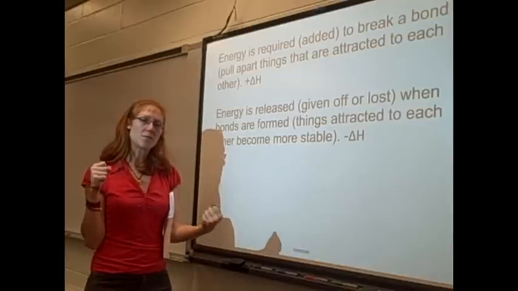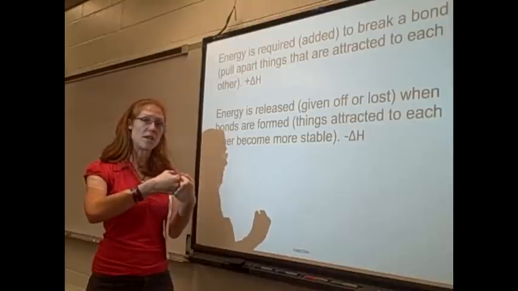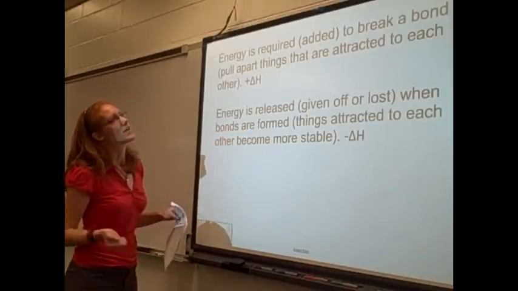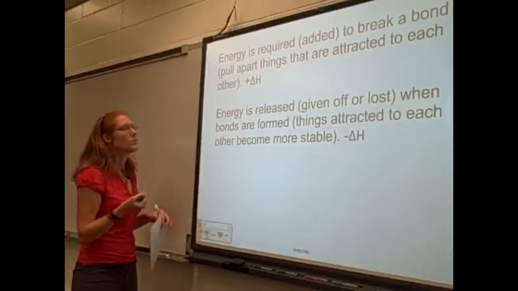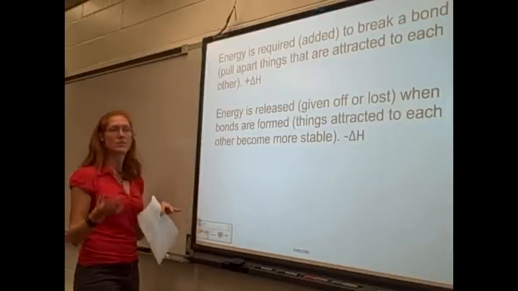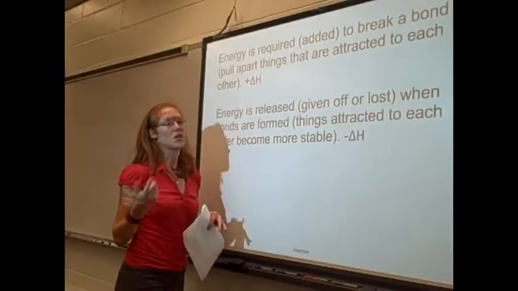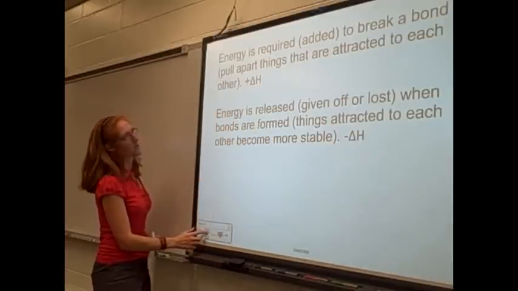The opposite happens when two things that are attracted to each other come together. They become more stable when they come together, so they give off heat to come together. So energy is required to break the bond and pull things apart, but energy is released when bonds are formed, when two things come together and are more stable. So this is an endothermic, positive change of enthalpy, and this is exothermic, a negative change of enthalpy.